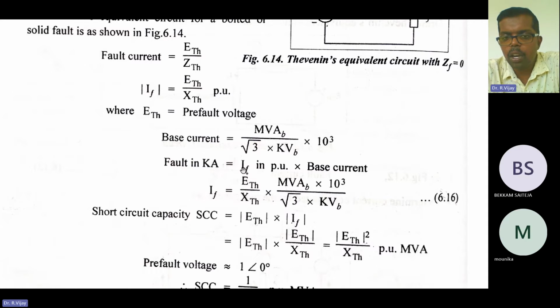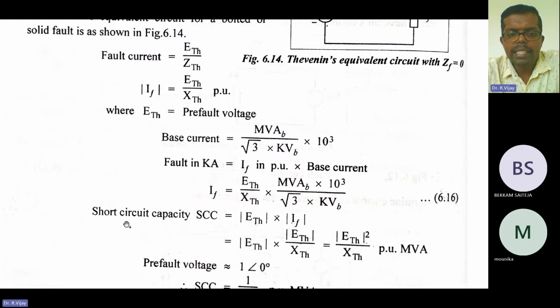So fault current in kilo amperes is nothing but IF, the fault current in per unit, into this base current. Or in other terms, the fault current in per unit is equal to the fault current in kilo amperes divided by the base current. That is also correct. So IF is equal to E Thevenin divided by X Thevenin into this base current. The base current you already know, just substitute it in this equation: MVA base into 10 to the power of 3 divided by root 3 into kV base.